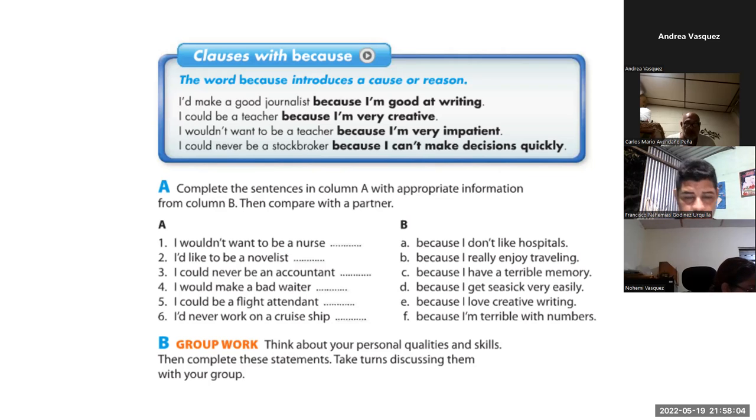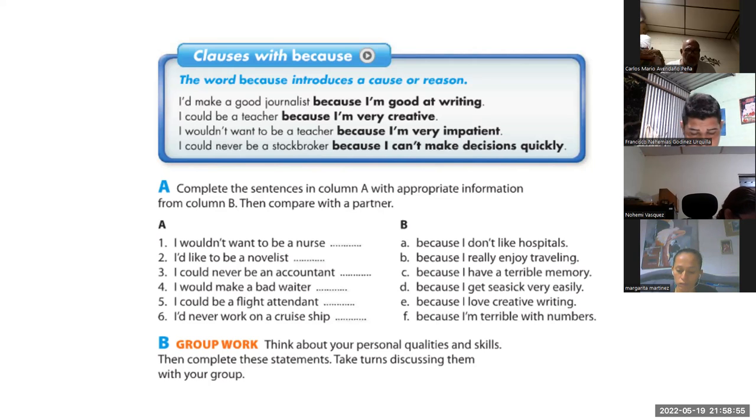I wouldn't want to be a nurse because I don't like needles. I'd like to be a novelist because I don't have the ability. I could never be an accountant because I'm losing at math. Okay. I will make a bad waiter because I don't have... Probably she lost connection. Any other volunteer?